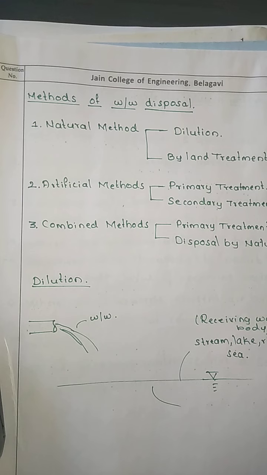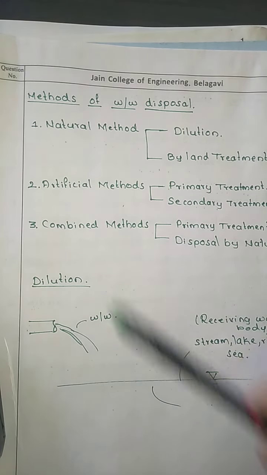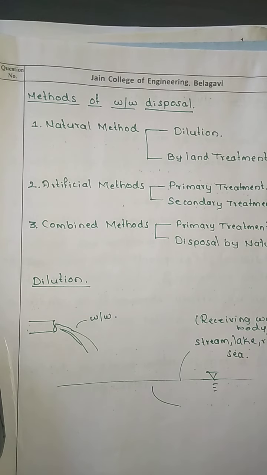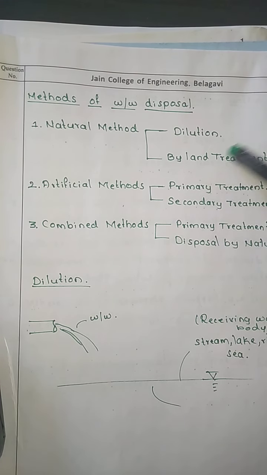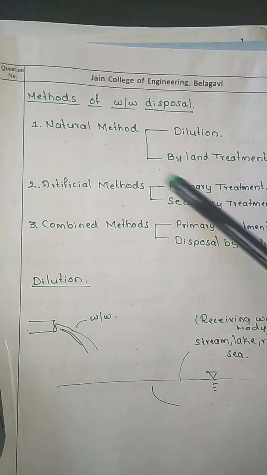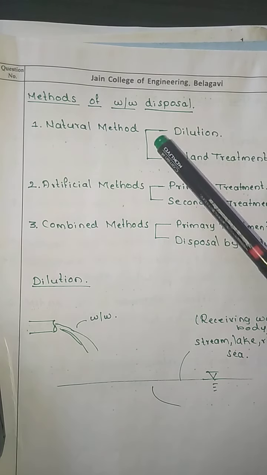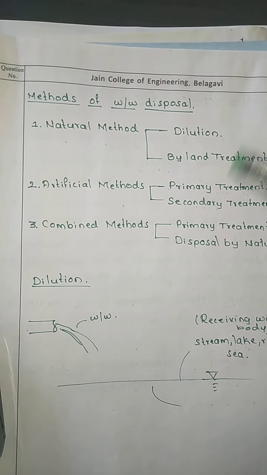The methods of wastewater disposal are, first, the natural method, then the artificial method, and then the combined method. Now what is the natural method? In the natural method, when we dispose of the wastewater, first we have dilution, which we will see later in detail, and next is land treatment. In natural methods of disposal, either we dispose of it into water bodies or we dispose of it onto the land. So these are the two different methods.